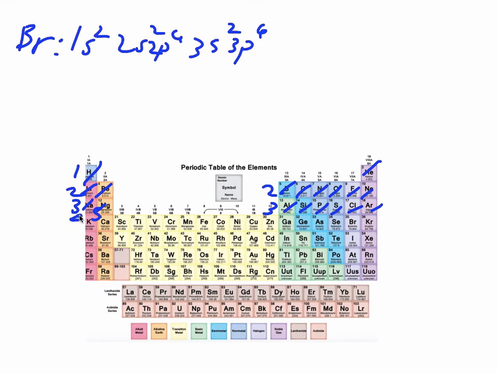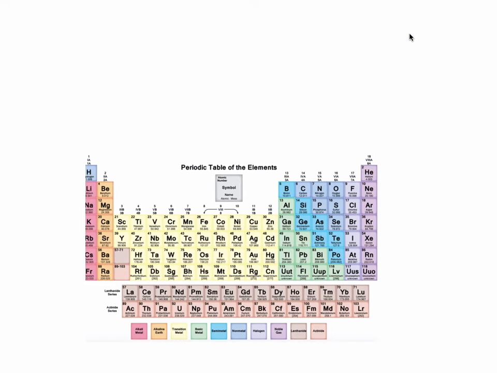So we're going to go down to the fourth energy level. s orbital, 1, 2. The d lags behind, so we get 3d, 1, 2, 3, 4, 5, 6, 7, 8, 9, 10, fully filled. Now we're going to go back up to the fourth energy level, p orbital. 4p, 1, 2, 3, 4, 5. That's bromine.